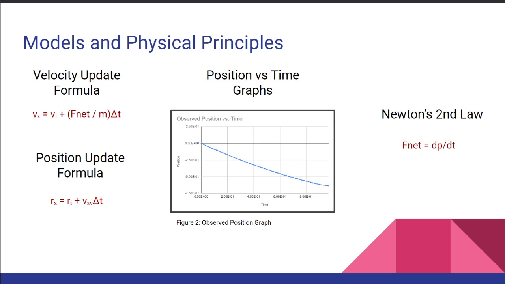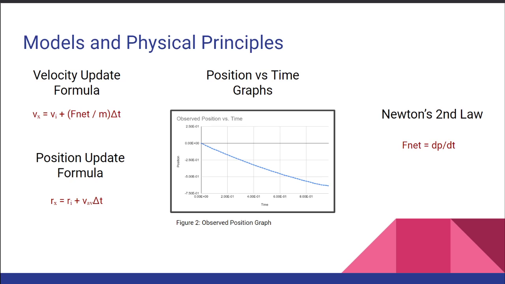As for models and physical principles used during this lab, there were many. First, the velocity update formula, v sub x equals v sub i plus F net over m times delta t, provides us with an updated velocity for an object given an initial velocity, the net force of the object, the mass of the object, and a duration. Next, the position update formula, r sub x equals r sub i plus v average delta t, is used to generate an updated position vector for an object given its initial position, an average velocity, and a duration. This particular formula came in handy when we needed to generate data for the system discussed in the lab. However, first we needed to use the velocity update formula to find an average velocity for the object.